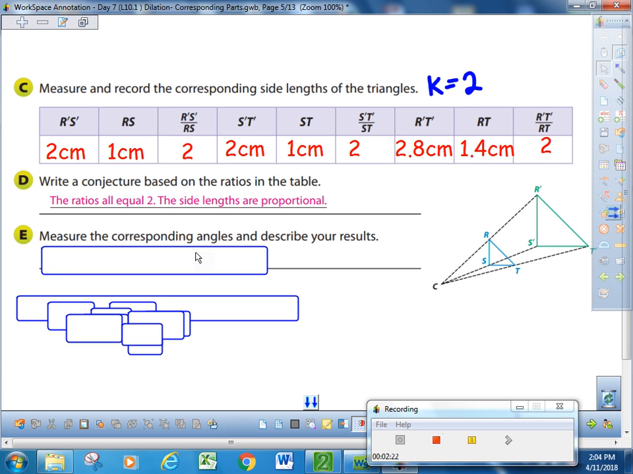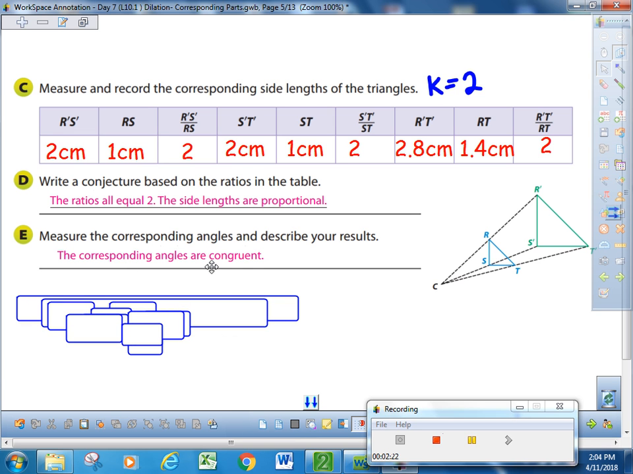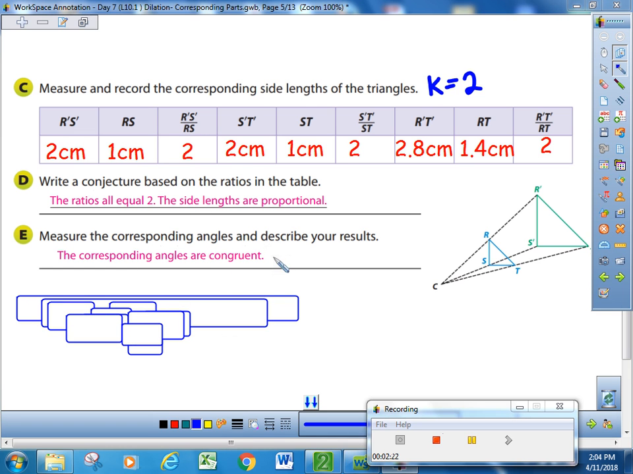Then we're going to measure the corresponding angles. I'm going to tell you that the measure of angle S and S prime, they are congruent. They are the same measurement. They're both 90 degrees. R and R prime are the same measurement. T and T prime are the same measurement. So we can say the corresponding angles are congruent. And remember, congruent just means the same measurement. So the corresponding angles are the same.